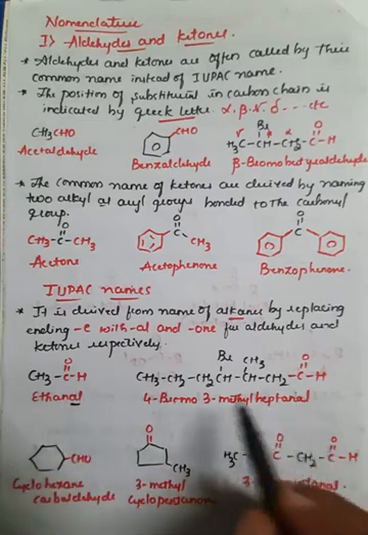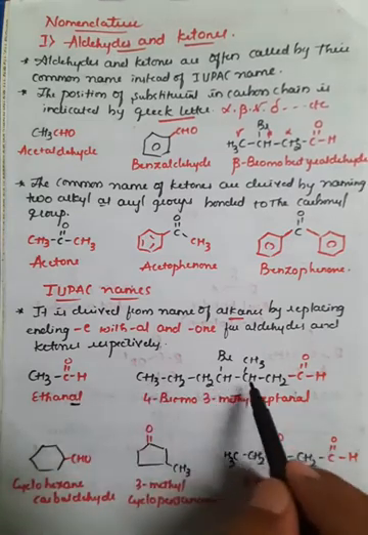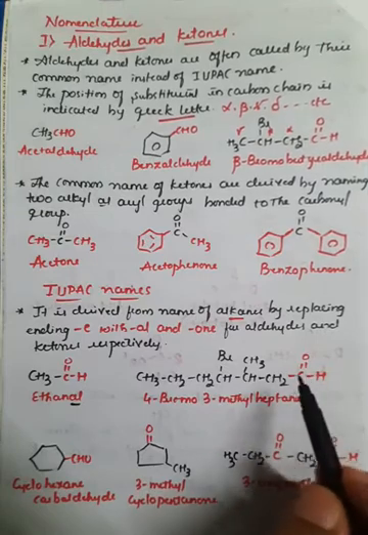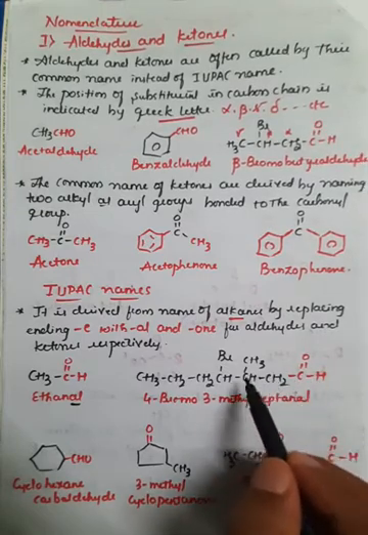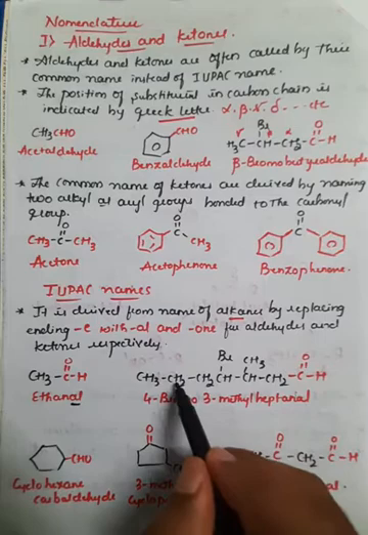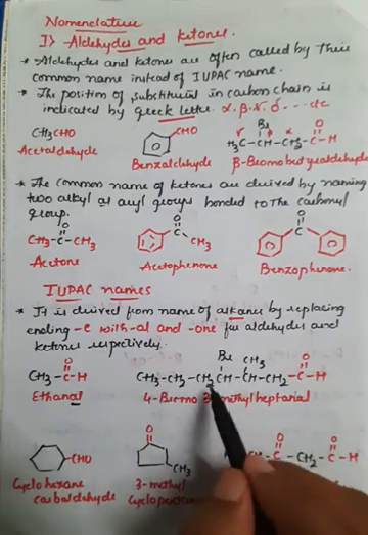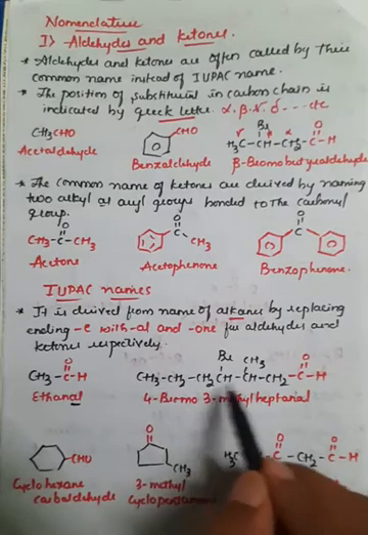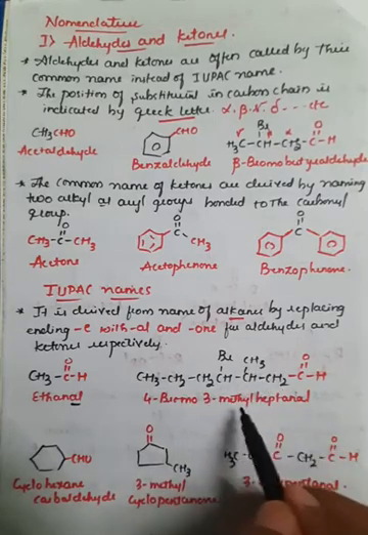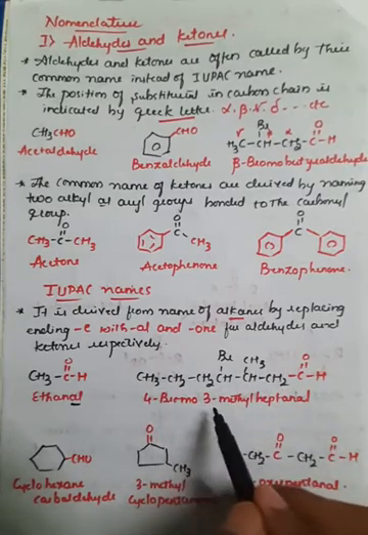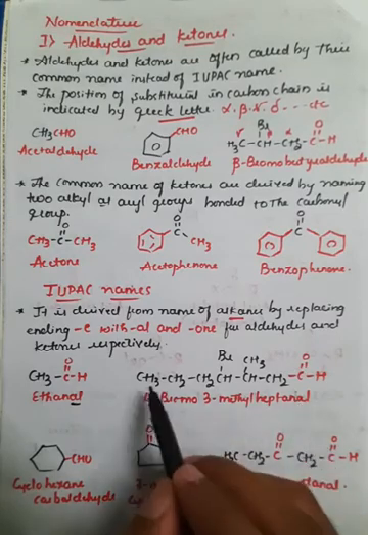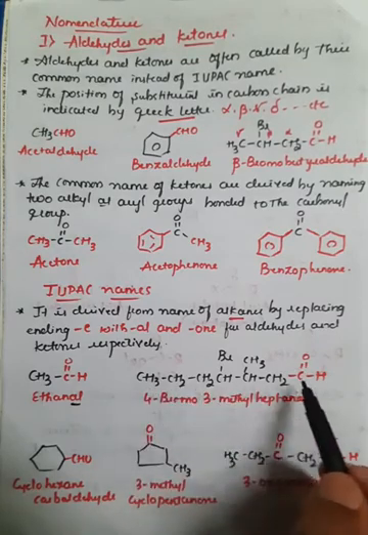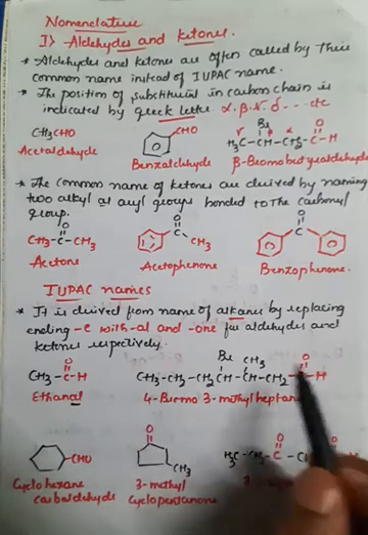Here also if you observe, there is CH3, CH2, CH2, CH, CH, CH2, CHO, right? So here, first carbon atom, second carbon, third carbon, fourth carbon, fifth carbon, sixth carbon. For the fourth carbon, a bromo group is attached, so there is 4-bromo, and on the third carbon atom a methyl group is attached, 3-methyl. 4-bromo-3-methylheptanal, 1, 2, 3, 4, 5, 6, 7, right? So that is 7 carbon atoms.